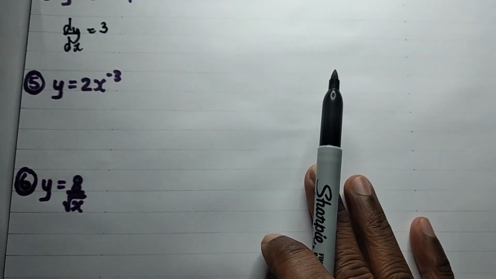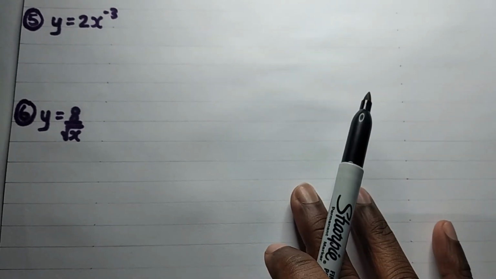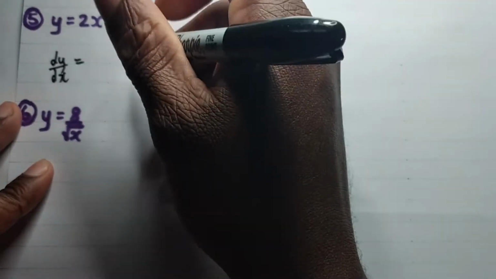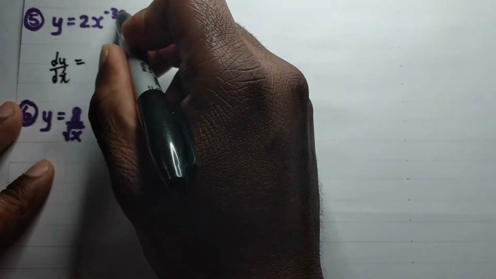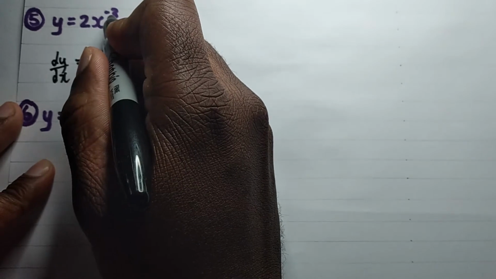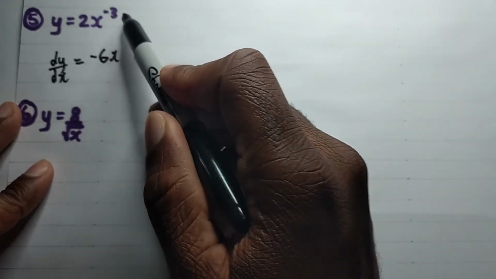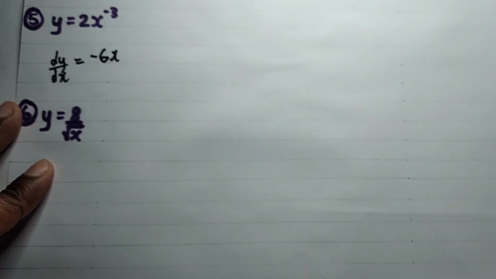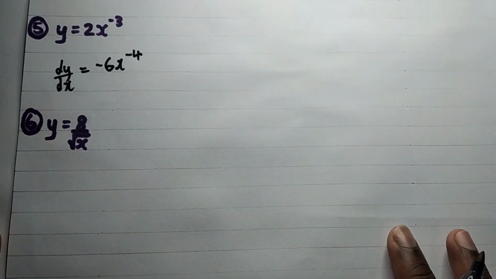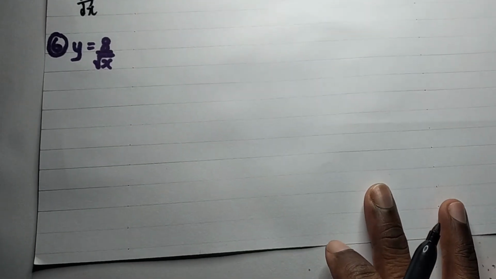Now let's look at question 5. The derivative of this, dy by dx, would be equal to, again we multiply by the power, so negative 3 times 2x gives us negative 6x. If we subtract 1 from this power, we would have negative 3 minus 1, and that would give us a negative 4. Now here we have the final one, which is question 6.